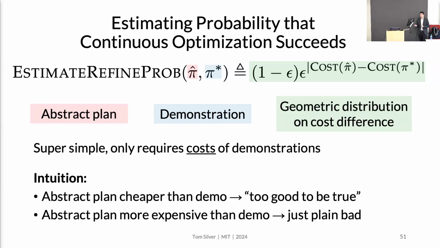It's very simple. And the intuition here is if we have an abstract plan coming out of the symbolic planner that's cheaper than the demonstration, then that should be kind of suspicious. Why wouldn't the demonstrator have shown us what seems to be a better, cheaper abstract plan if such a thing were possible? On the other hand, if we have an abstract plan that's more expensive than the demonstration, that's just plain bad. So we want to match the demonstrator, assuming that the demonstrator is near optimal, as best we can with the abstractions that we have. So this is the simple answer to the question of how we can avoid doing the full continuous optimization. And that's the final ingredient that we need to drive this entire predicate learning procedure.